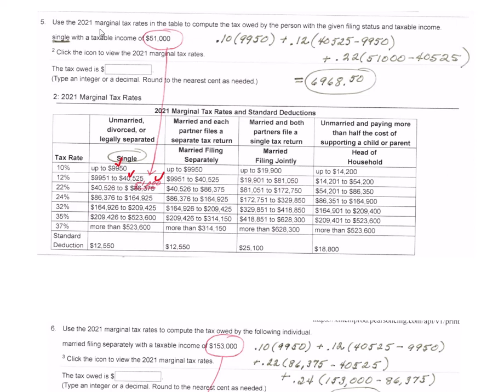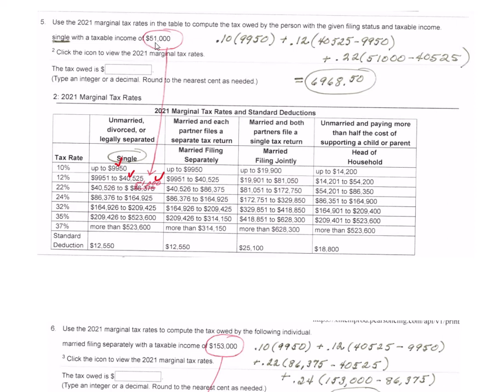All right, it says to use this table, it's given, to compute the tax owed by a person that is single and has a taxable income. So somebody's already done the gross income, the AGI, and the taxable income. So we have this number. How do we use this chart? They tell us the person is single. That means that I'm going to use only this column. All right.